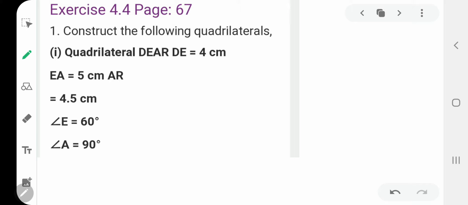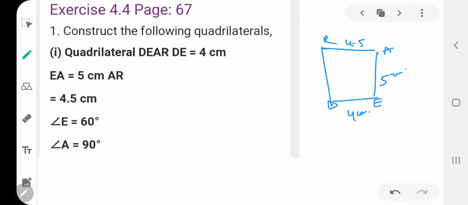Construct a quadrilateral DEAR. Let's see what is given and what we have to do. First we will go for a rough figure. DE is 4 centimeter, EA is 5 centimeter, AR is 4.5 centimeter. I'll join this, and it is given angle E is 60, angle A is 90. So you have angles 60 and 90 given to you.